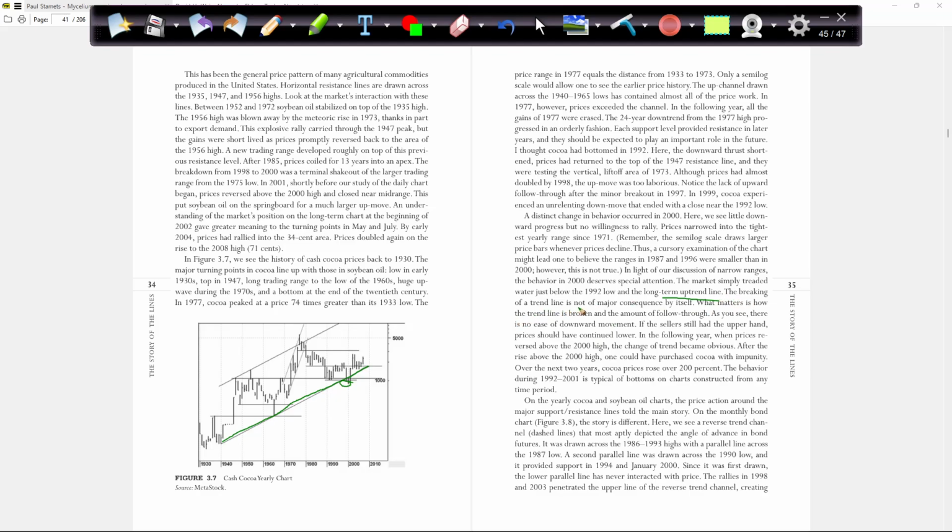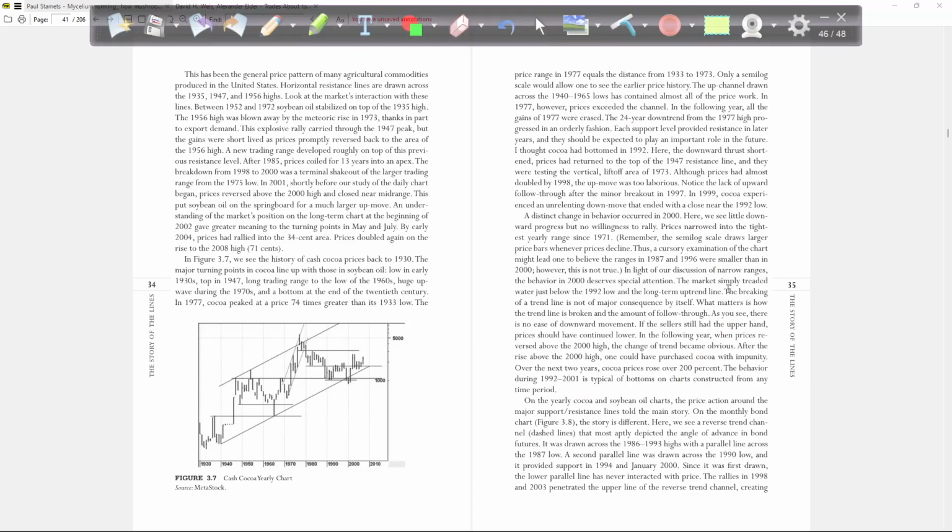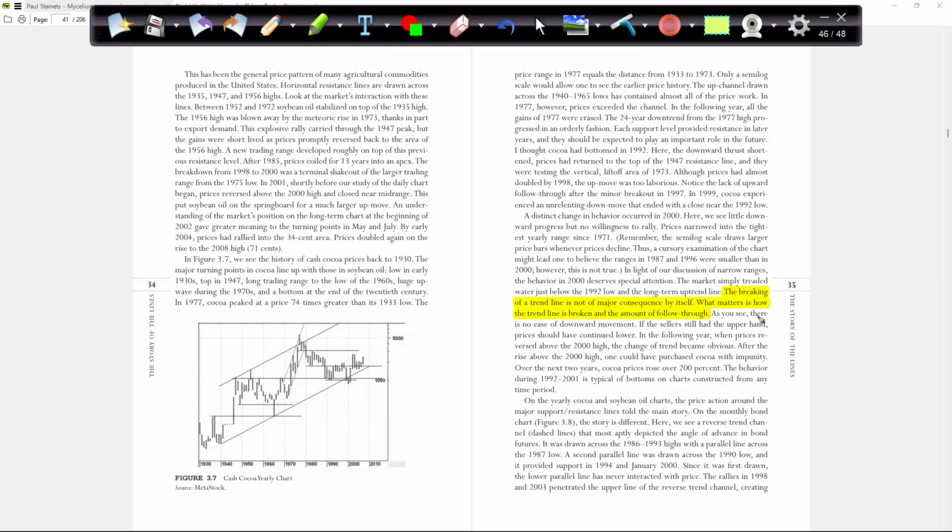The breaking of a trend line is not of major consequence by itself. What matters is how the trend line is broken and the amount of follow through. That's very important. As you see, there is no ease of downward movement. If the sellers still had the upper hand, prices should have continued lower.